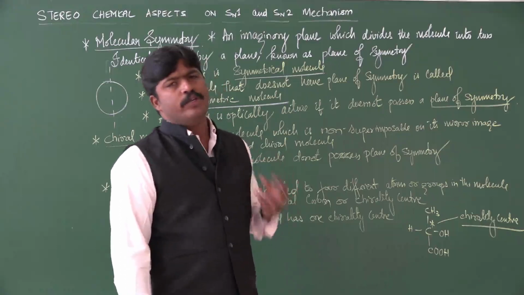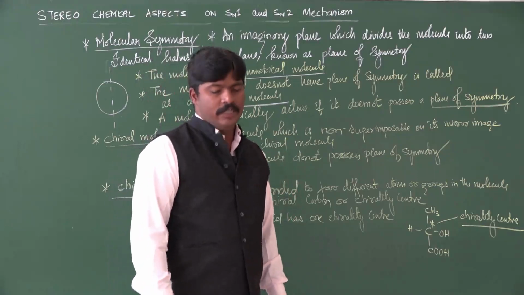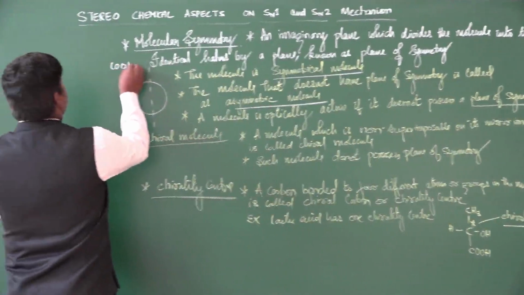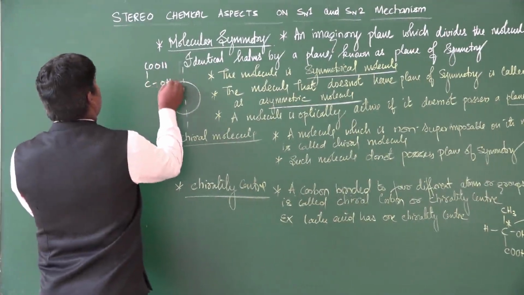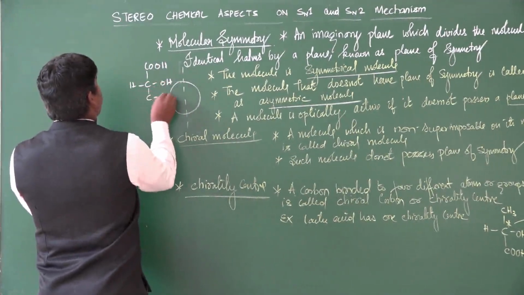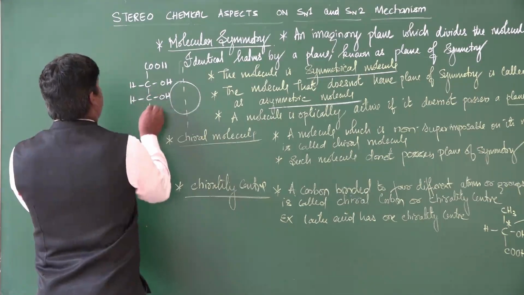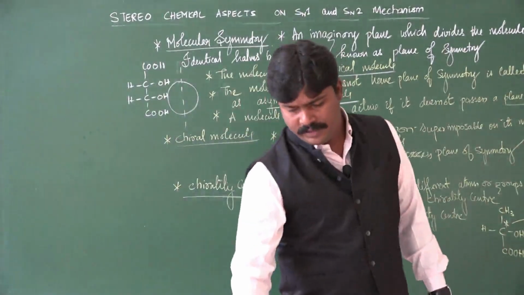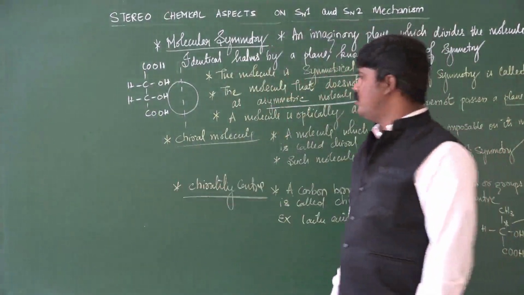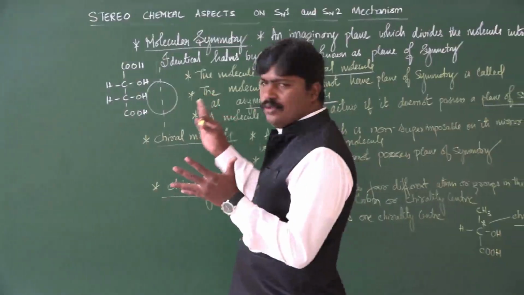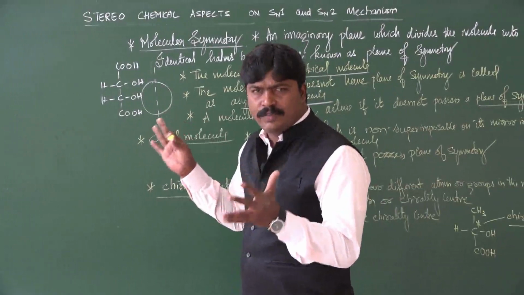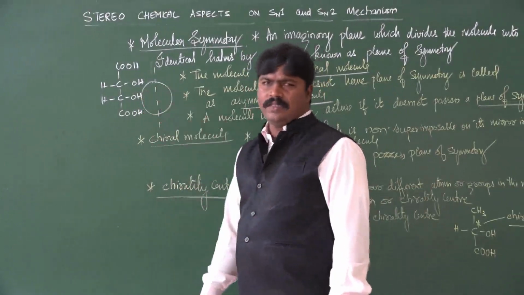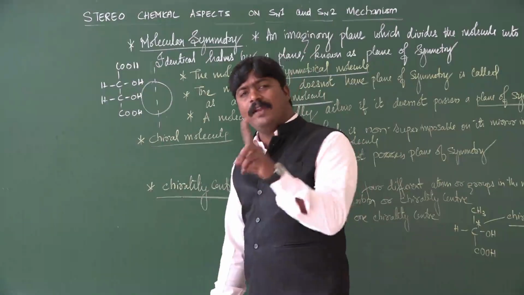So I bring a molecule in which you can find a plane of symmetry. I will bring a molecule here: COOH, CHOH, H, CHOH, H and COOH. Now see this molecule, just for information, it is called tartaric acid. We will come to this concept later. Definitely a student will try to explain that it has a chiral carbon. Yes, it has more than one chiral carbon. Yes, definitely. But does it have a plane of symmetry?